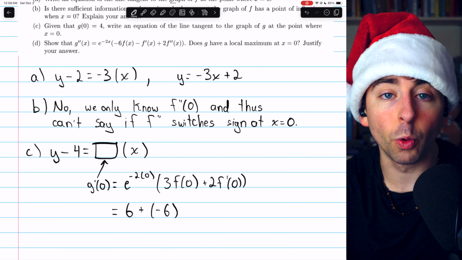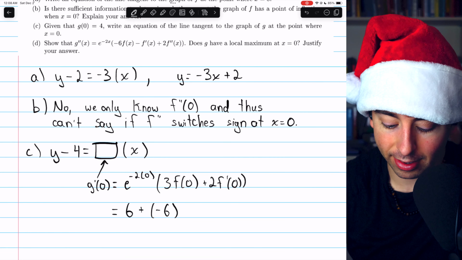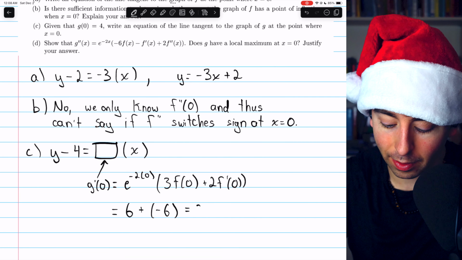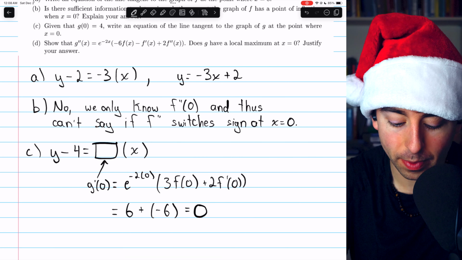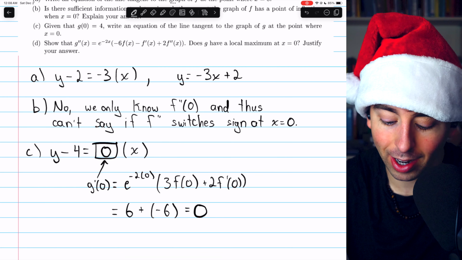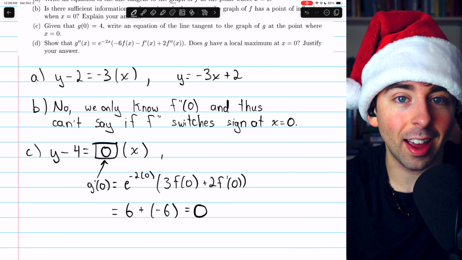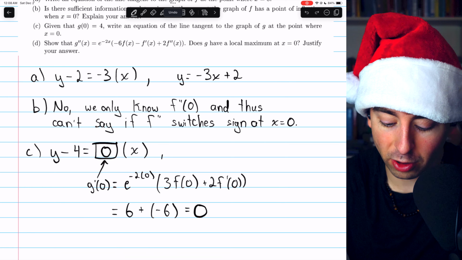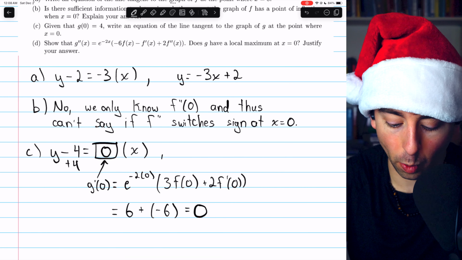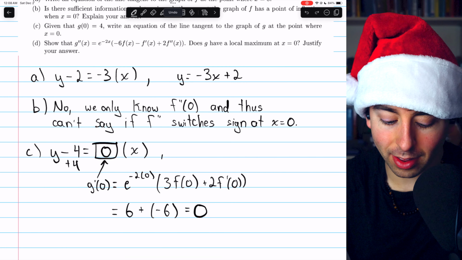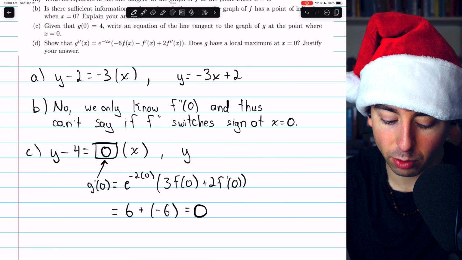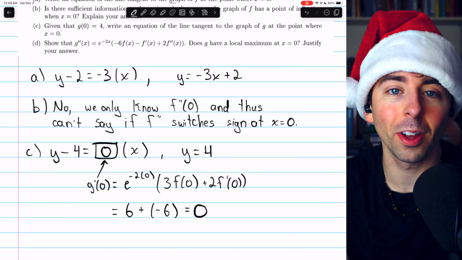Thus, the derivative of g at x equals 0 is 6 plus negative 6, which is 0. And so we can plug 0 into that box. Thus, the right side of this equation is actually just 0. And so we can add 4 to both sides and find that the equation of the tangent line is just y equals 4, a horizontal line.